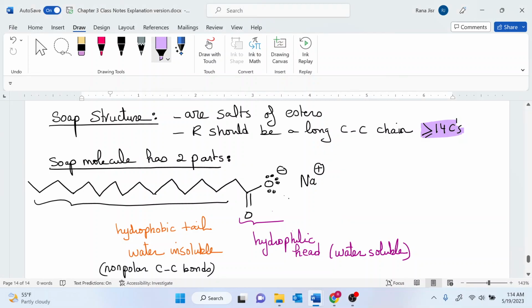Soaps are salts of esters. We call them salts because one part of the soap is made up of an ionic interaction between the oxygen and the sodium. This is a hydrophilic head and it is a must for the structure of the soap. This is the water soluble part. We have a water insoluble part, and that is made up of more than 14 carbons. It's a long carbon chain. This carbon chain does not like water, it repels water. This is why we call it a hydrophobic part.